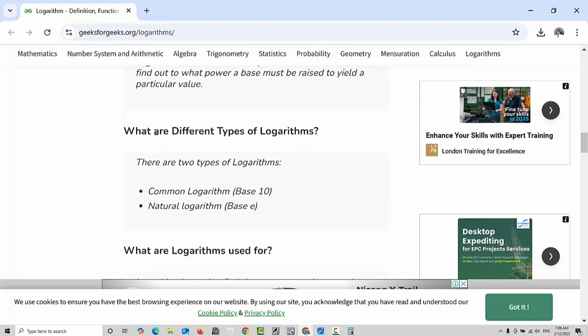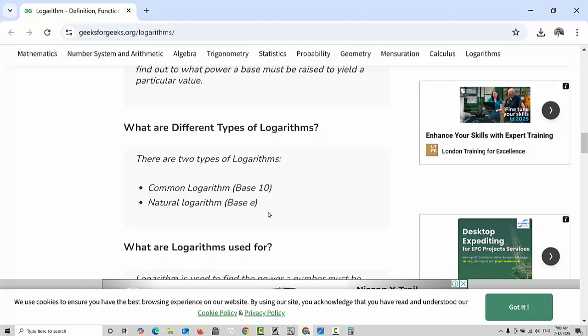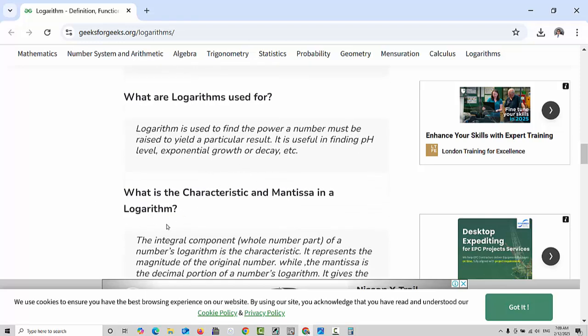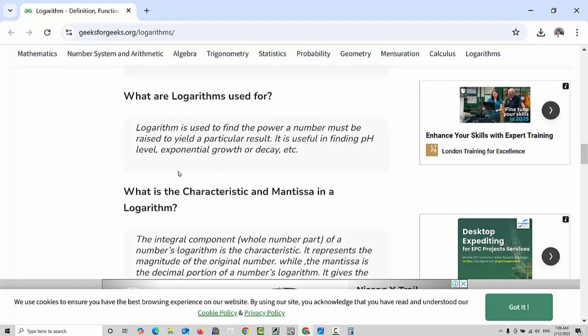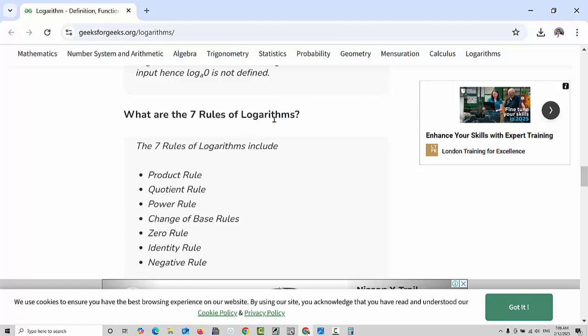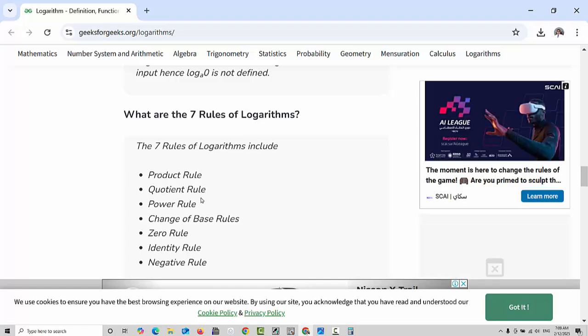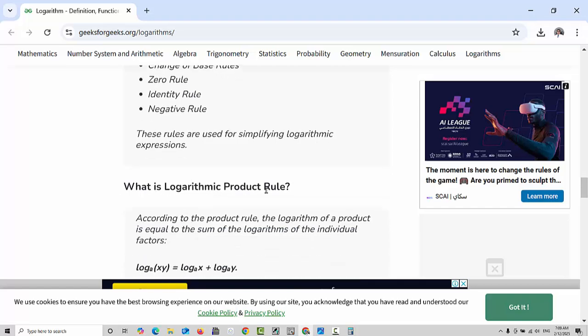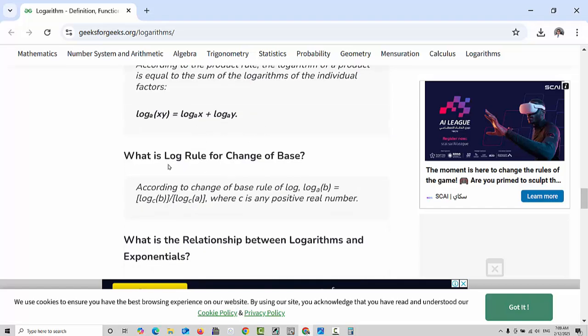What are the different types of logarithms? There are two types: the common logarithm with base 10 and the natural logarithm with base e. Also, what are logarithms used for? This is very long, so you can read it and understand about logarithm systems, how and where they are used. What are the 7 rules of logarithms? You can see the product rule, quotient rule, power rule, change of base rule, zero rule, identity rule, and negative rule.